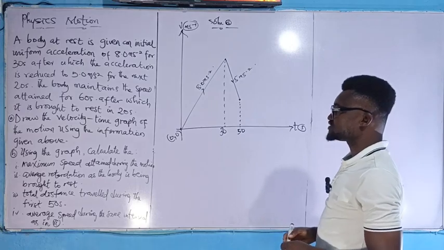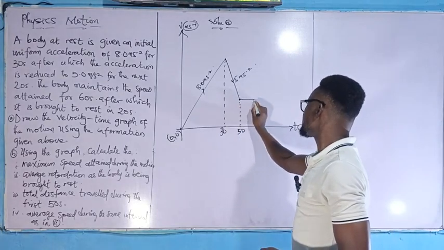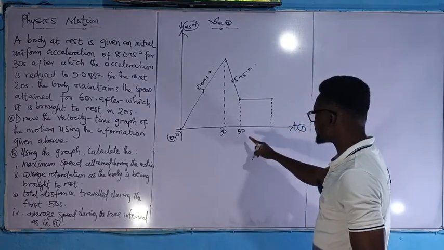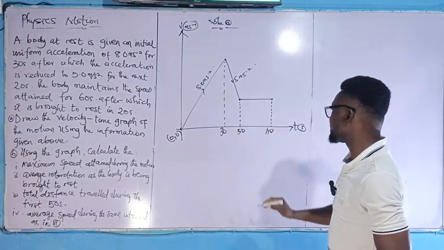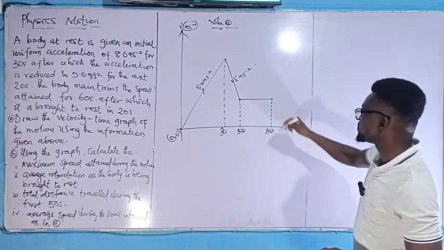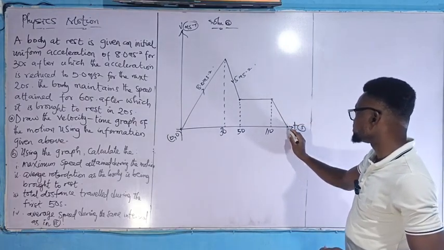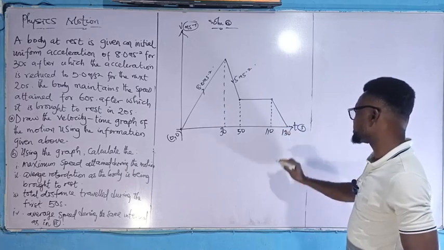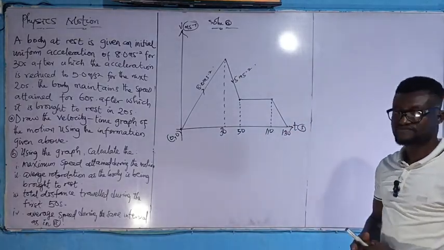The body maintains the speed attained for 60 seconds. So this body maintains this very speed for the next 60 seconds. If you add it up to 50 seconds, we are going to have 110. After which it is brought to rest in 20 seconds. So the 20 seconds added to 110 gives what? 130 seconds. That shows the graph of the motion.